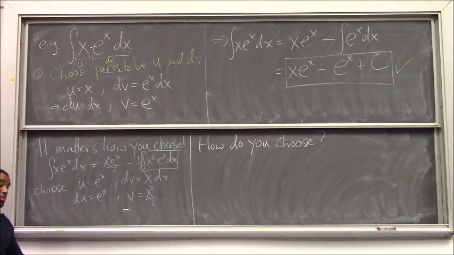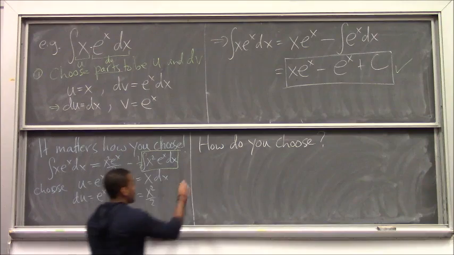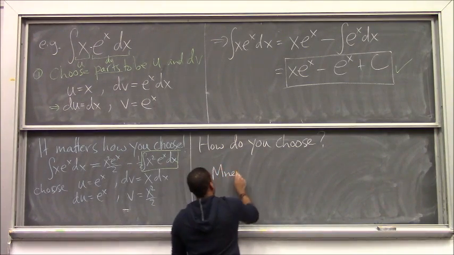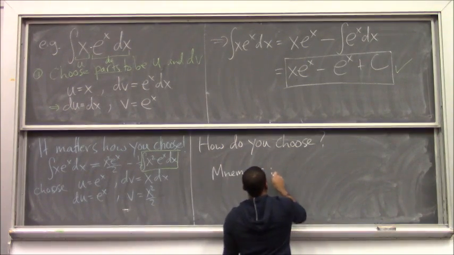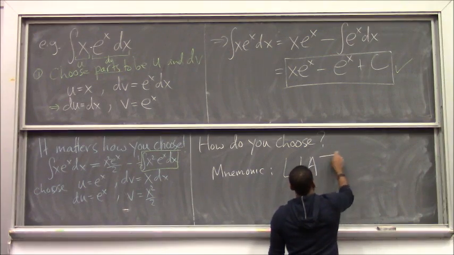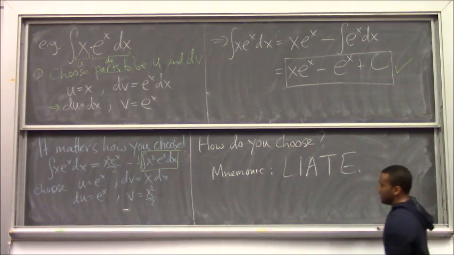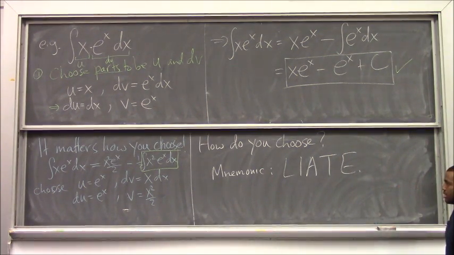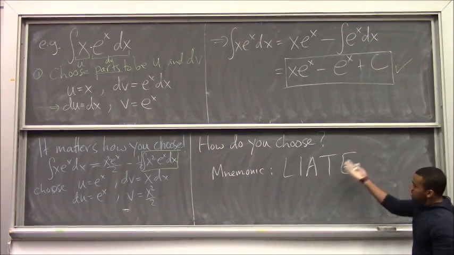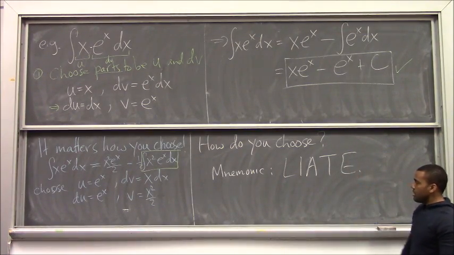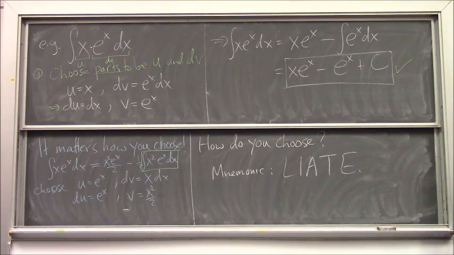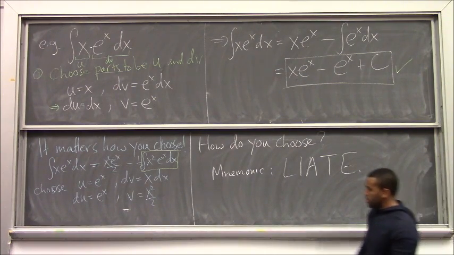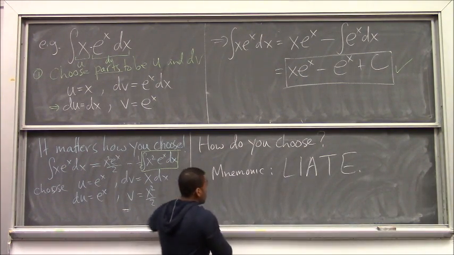Luckily for us, people have done this and they came up with a nice mnemonic for choosing, right? So there's a mnemonic here. It's called LIATE. Now, there are many versions of this. There's LIATE, and there's another one. The T and the E are kind of interchangeable, but in general, this is the order in which you want to choose. Now, let me explain the mnemonic to you.